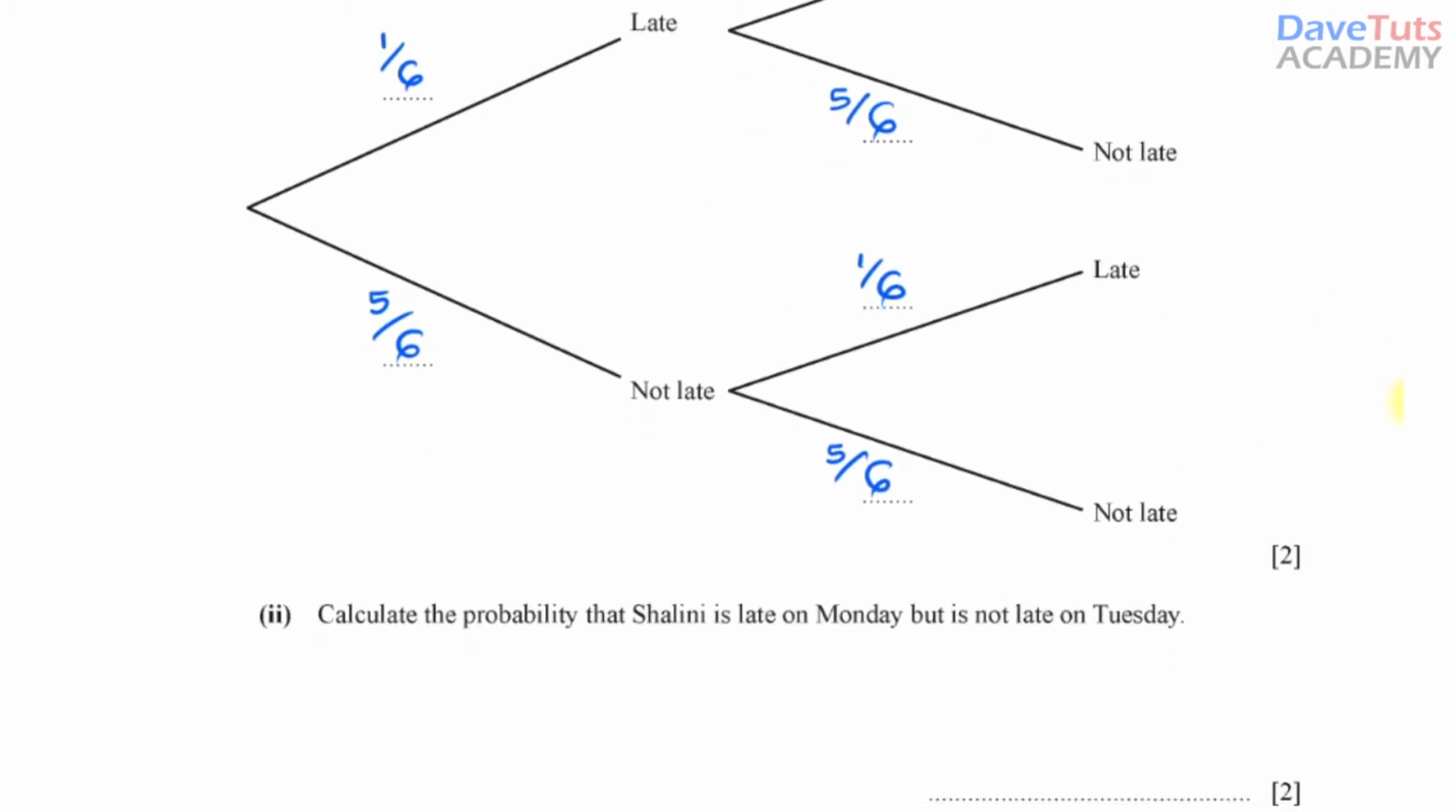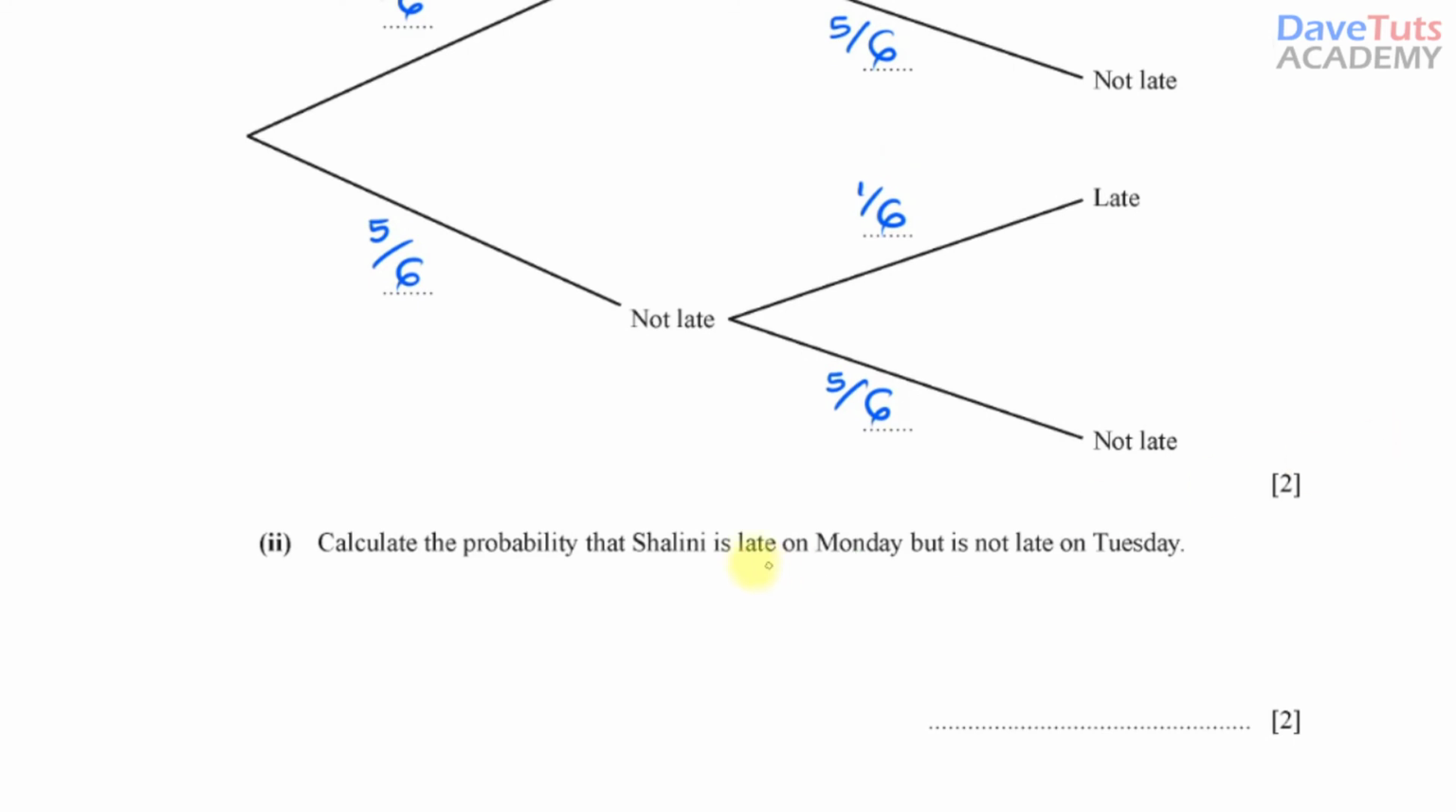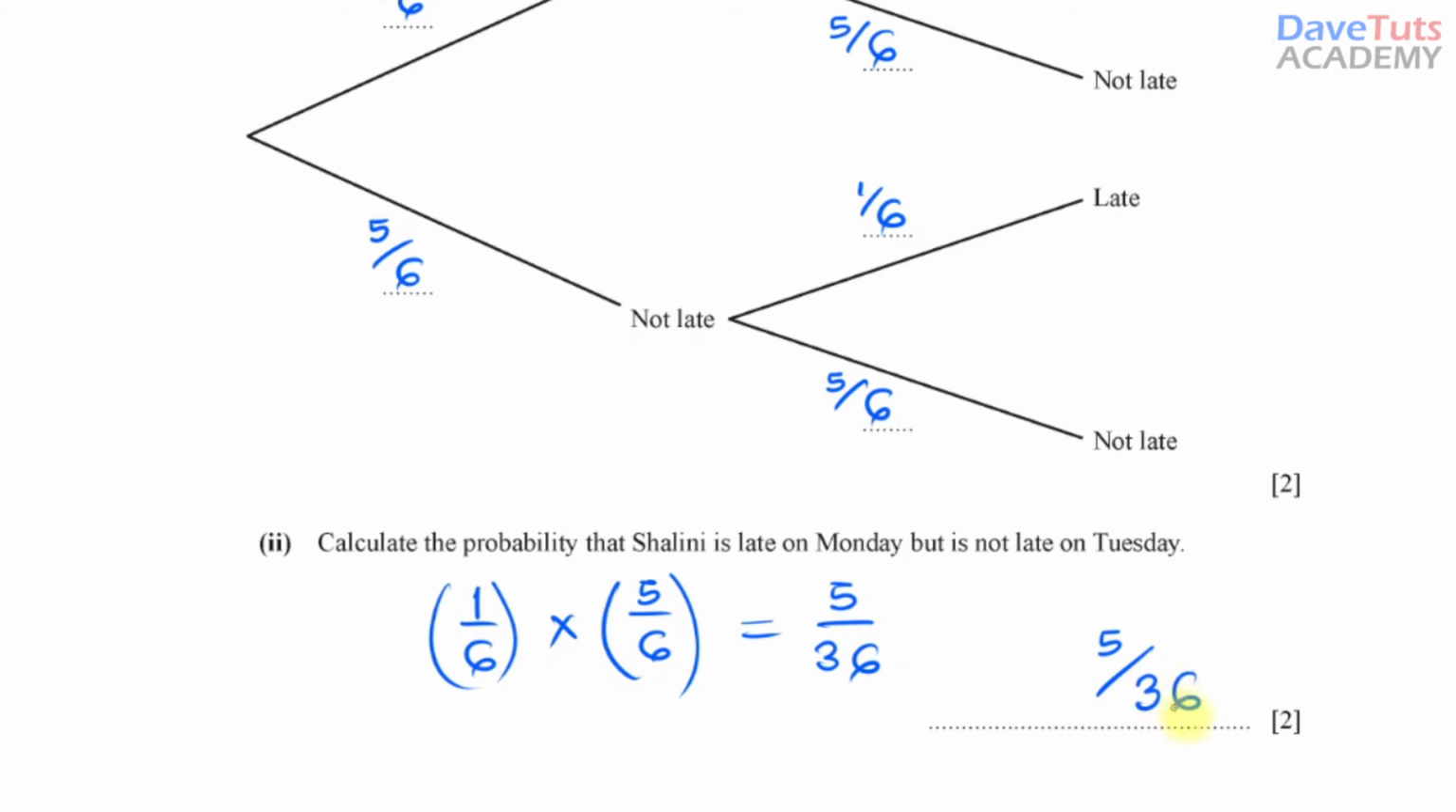Okay? Then in this question, we have to find the probability that Shalini is late on Monday but is not late on Tuesday. We need to be careful about this. Late on Monday will be 1 over 6. That is for Monday. And then not late on Tuesday, that will be 5 over 6. So the probability combining both of them, that he is late on Monday but not late on Tuesday, will be the product of these two, and that will be 5 over 36, as the probability that Shalini is late on Monday but is not late on Tuesday. All right.